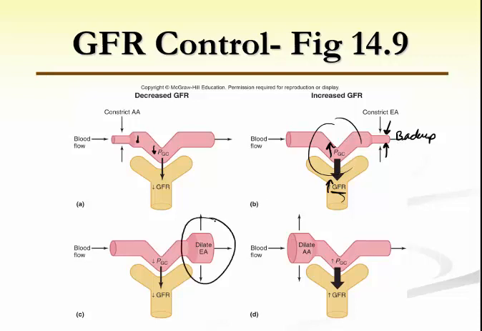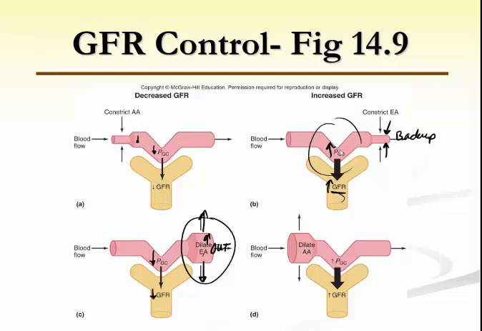We can also dilate that efferent arteriole. So if pressure is too high, we can dilate, opening the floodgates, and we get more out at a time. Okay, we're going to drain that sink faster, and therefore that's going to drop the pressure in the glomerulus behind it, dropping our glomerular filtration rate back to normal.